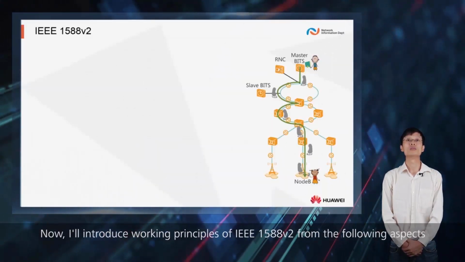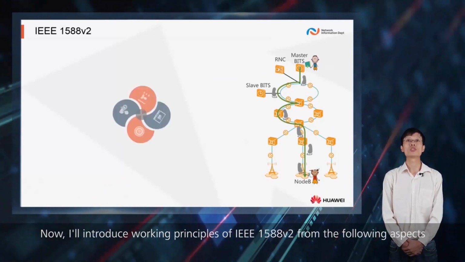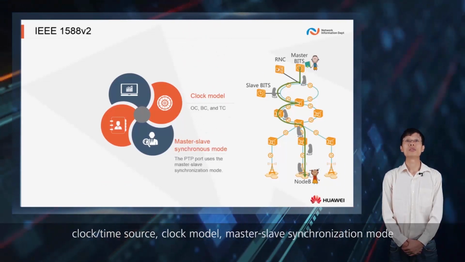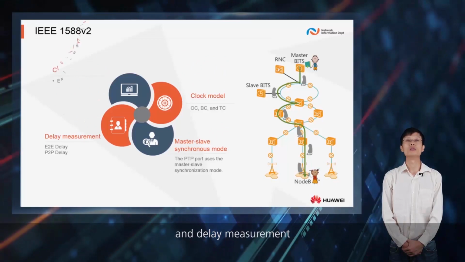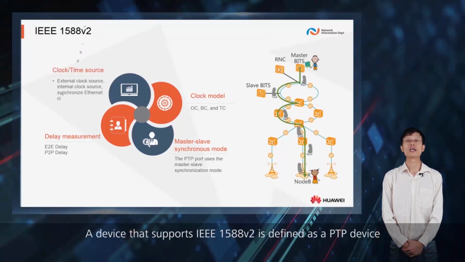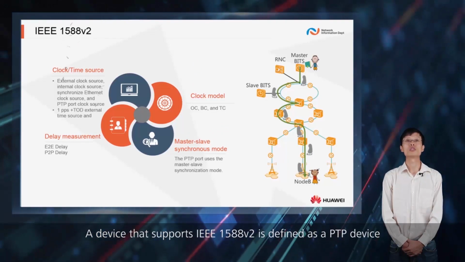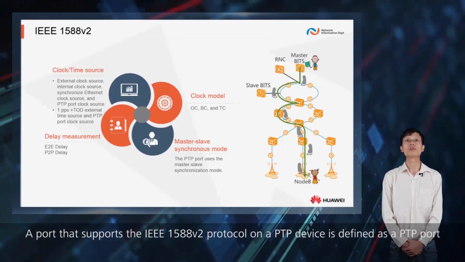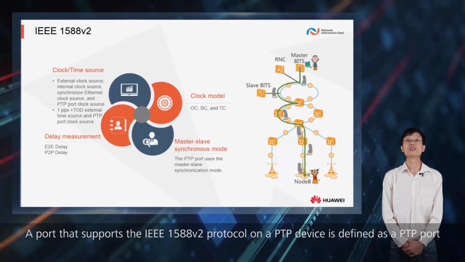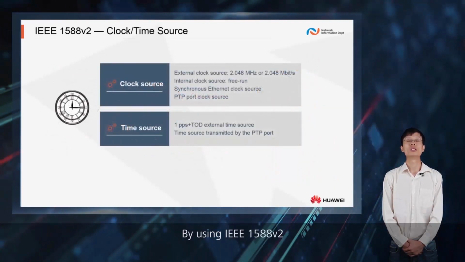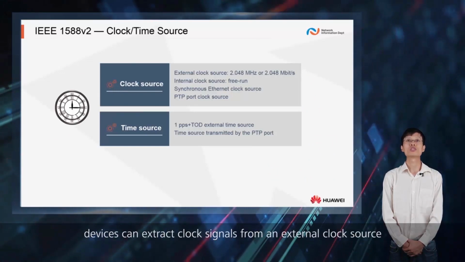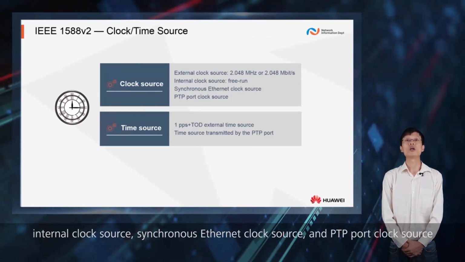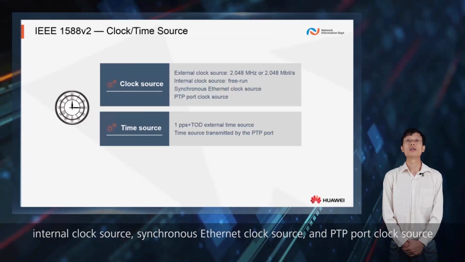Now, I'll introduce working principles of IEEE 1588 version 2 from the following aspects: clock time source, clock model, master-slave synchronization mode, and delay measurement. A device that supports IEEE 1588 version 2 is defined as a PTP device. A port that supports the IEEE 1588 version 2 protocol on a PTP device is defined as a PTP port. By using IEEE 1588 version 2, devices can extract clock signals from an external clock source, internal clock source, synchronous Ethernet clock source, and PTP port clock source.